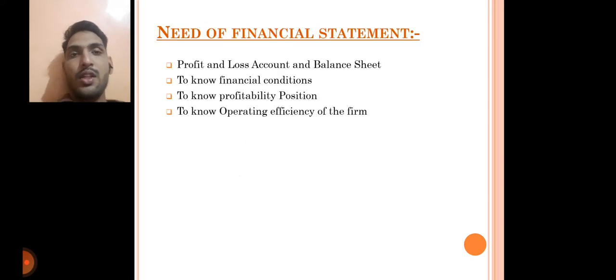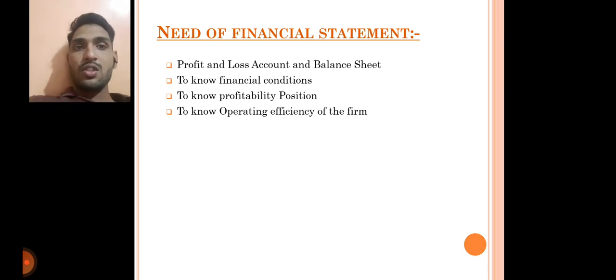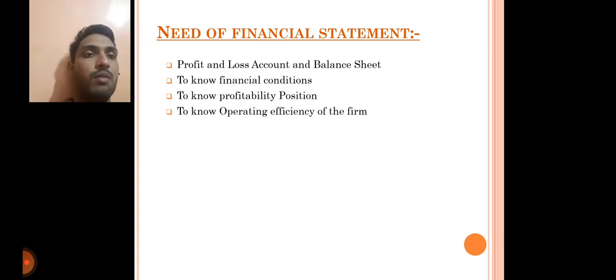So we discuss the need of financial statements. Financial statements are needed, first, for the profit and loss account and balance sheet. Second, to know the financial condition. Third, to know the profitability position. Fourth, to know the operating efficiency of the firm.